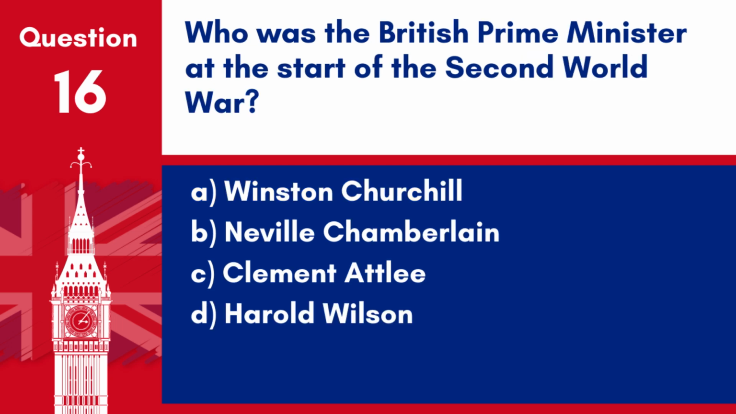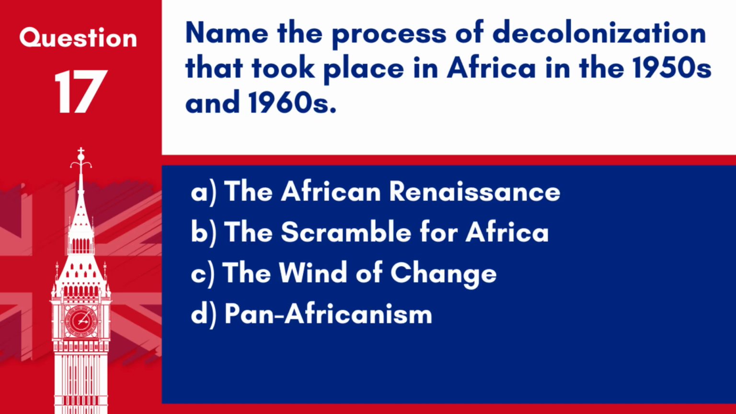Question 16. Who was the British Prime Minister at the start of the Second World War? A. Winston Churchill. B. Neville Chamberlain. C. Clement Attlee. D. Harold Wilson. Answer: B. Neville Chamberlain. Neville Chamberlain was the British Prime Minister at the start of the Second World War in 1939.